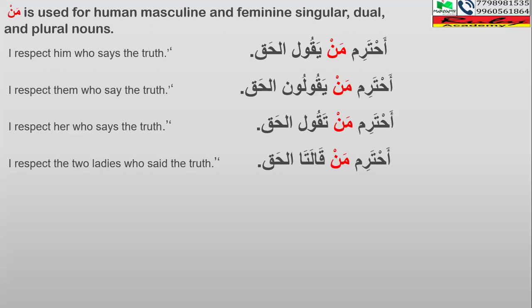So you can see here: I respect him who says the truth. Who? I respect them. I respect her. Here we are using the verb ahtarimu. But we are changing who says. Why are we changing who says here? Because we are talking about him who says, them who say, her who says.